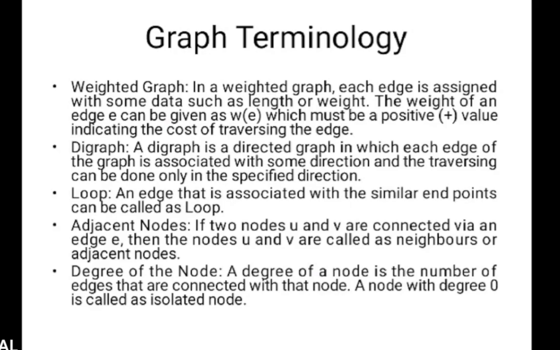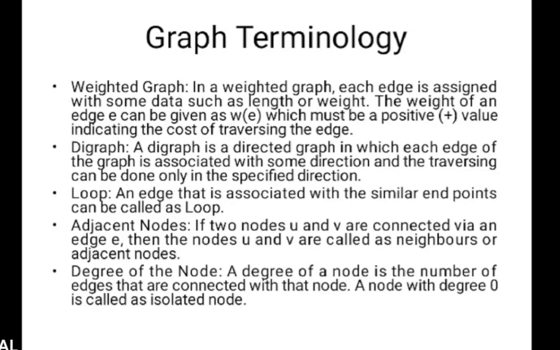Then we have the adjacent nodes. If two nodes U and V are connected via an edge, then the nodes U and V are called the neighbors or the adjacent nodes. Okay, if there is an edge A to B, then this is an adjacent node.